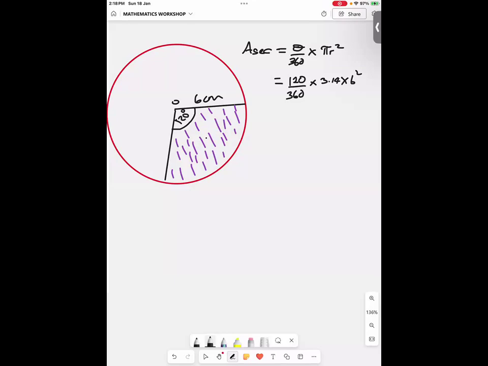All right? Now, if you grab your calculator, you'll find out that 120 divided by 360 is 0.33 recurring. So 0.33 times 3.14 times 36, because 6 squared is 36. So go ahead and process that on your calculator for me and tell me what answer you got. And so we'd have calculated the area of the purple section.